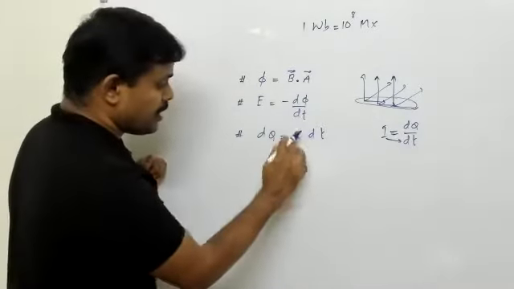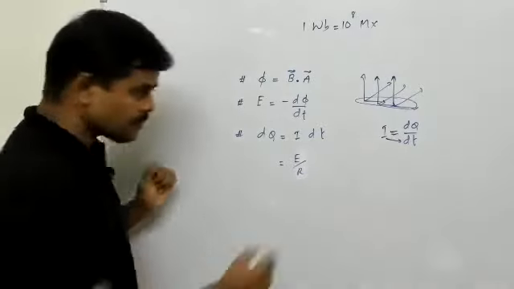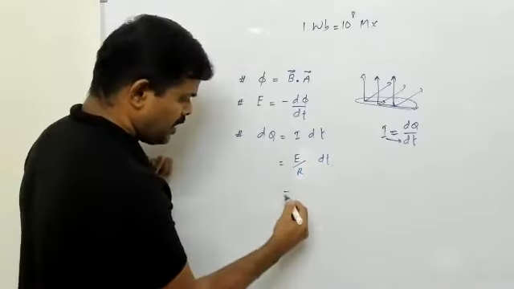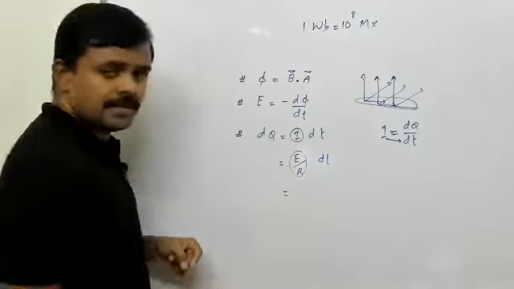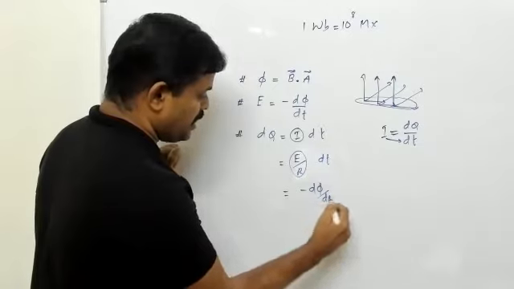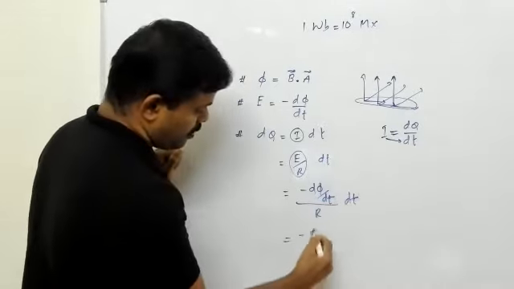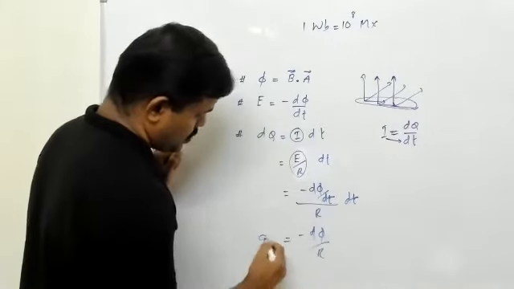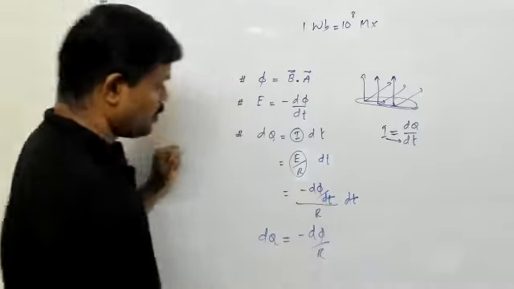And this I could be written as EMF by resistance into dt. This is Ohm's law. Current is equal to E by R. That is nothing but Ohm's law. And then you could replace this E with minus d phi by dt. What is EMF here? It is minus d phi by dt over R into dt. dt and dt are cut. You get minus d phi over R. So this is the equation for induced charge. Now that was the third equation.